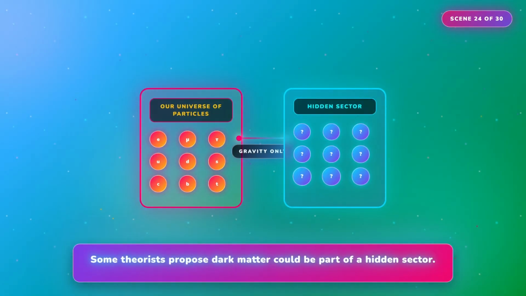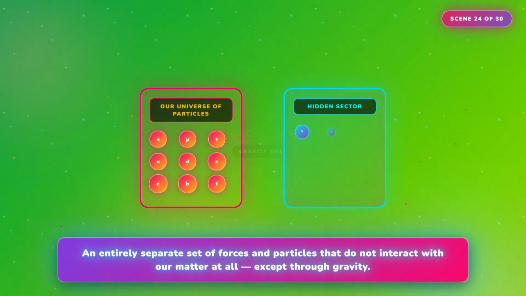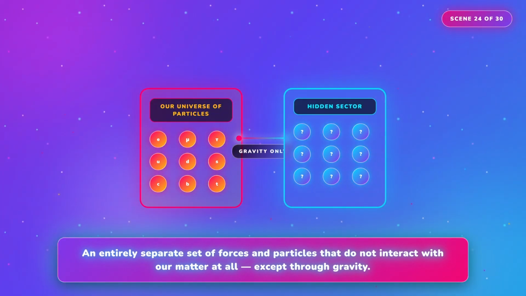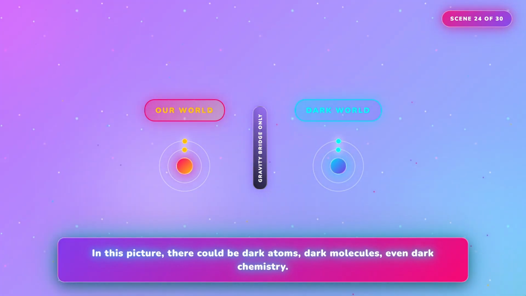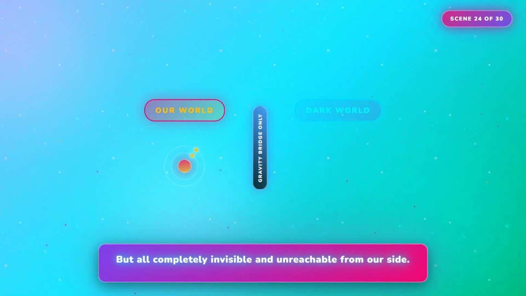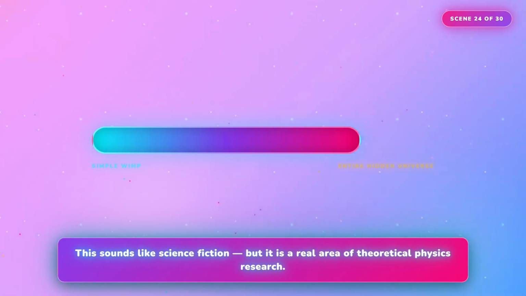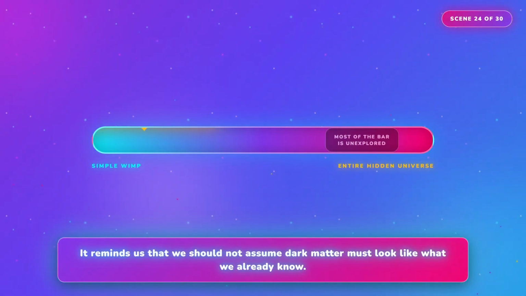Some theorists propose dark matter could be part of a hidden sector, an entirely separate set of forces and particles that do not interact with our matter at all, except through gravity. In this picture, there could be dark atoms, dark molecules, even dark chemistry, but all completely invisible and unreachable from our side. This sounds like science fiction, but it is a real area of theoretical physics research. It reminds us that we should not assume dark matter must look like what we already know.